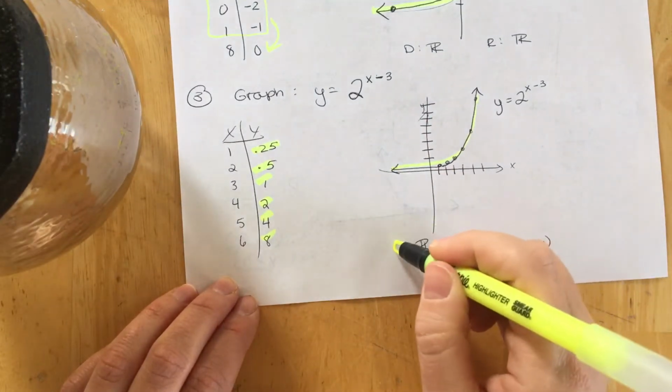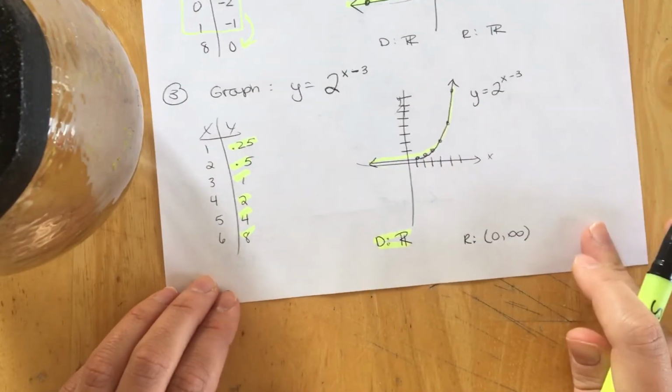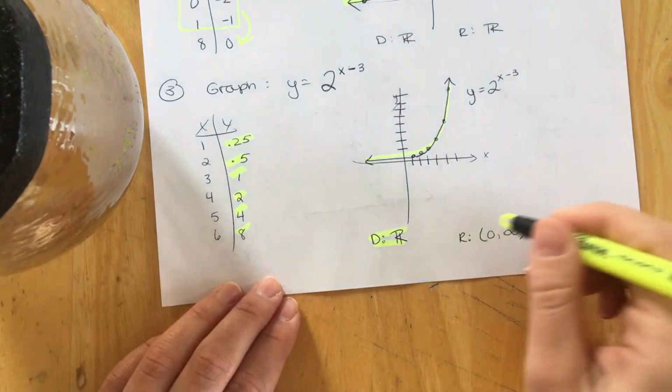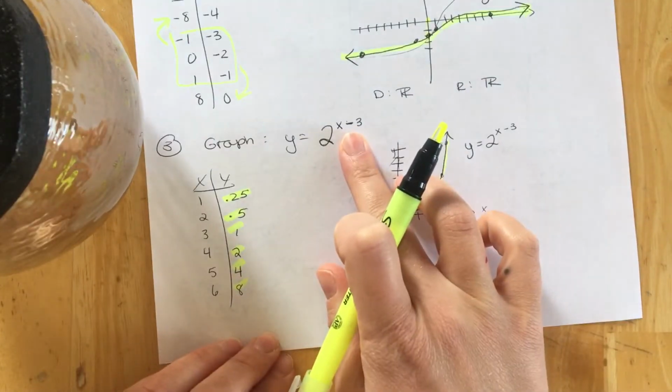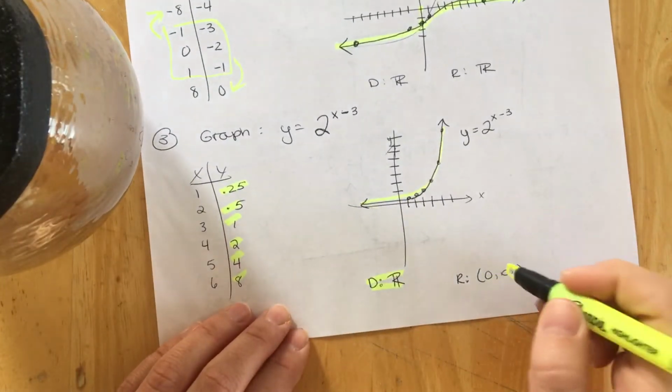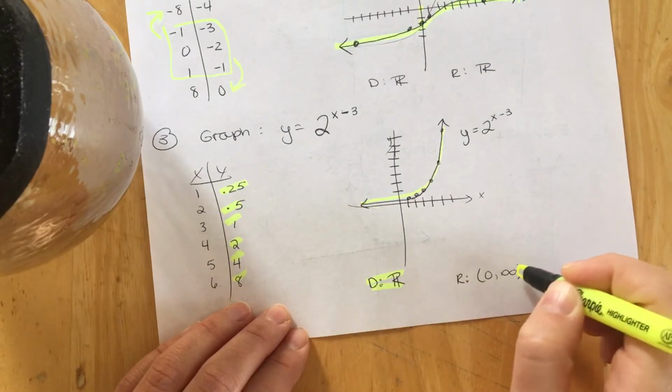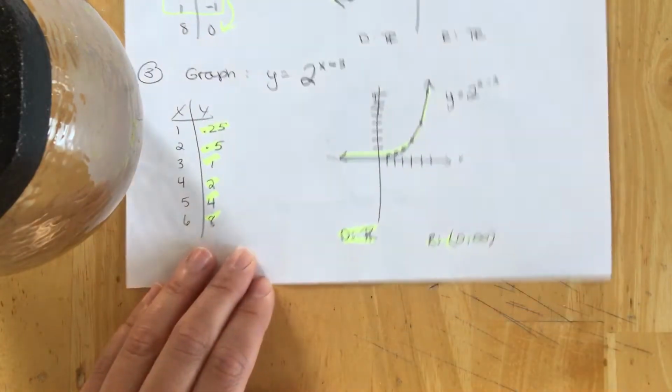Your domain is staying all reals always, no matter how it moves. And your range, this one didn't move up or down, it just moved to the right 3. So the range is still gonna be from 0 to infinity without touching 0, okay?